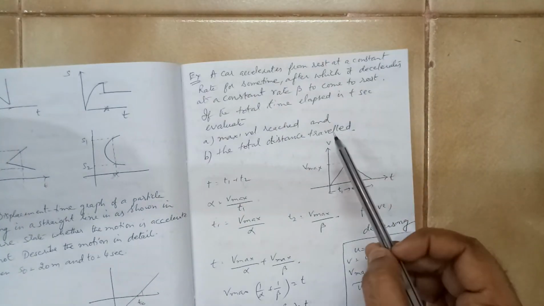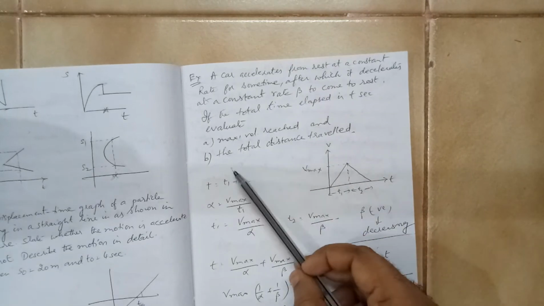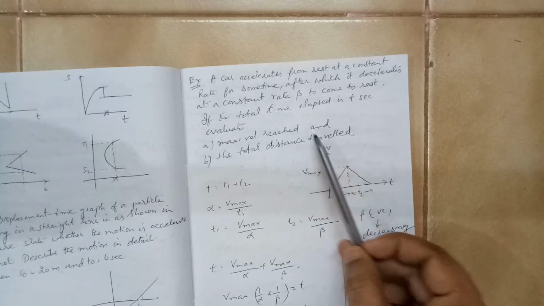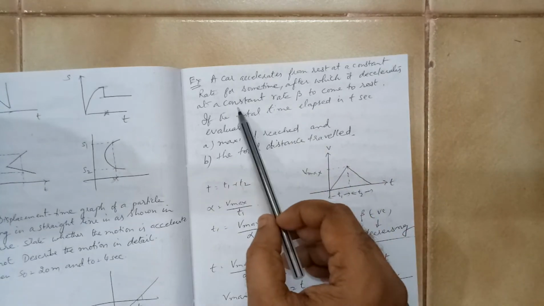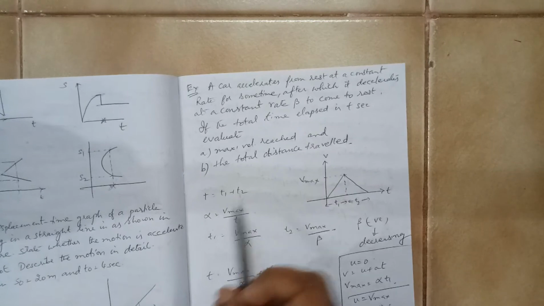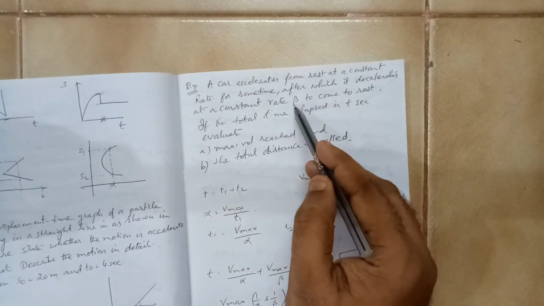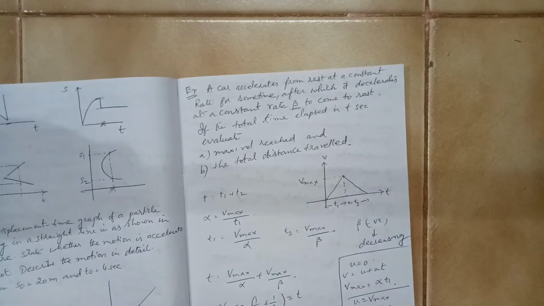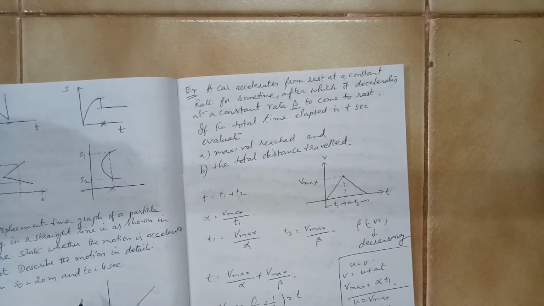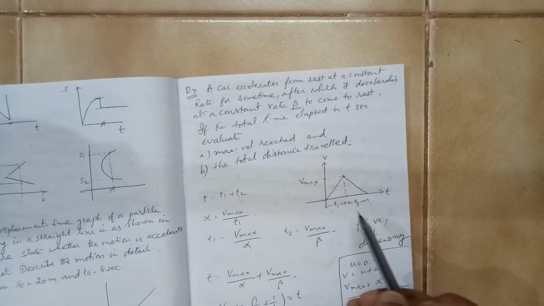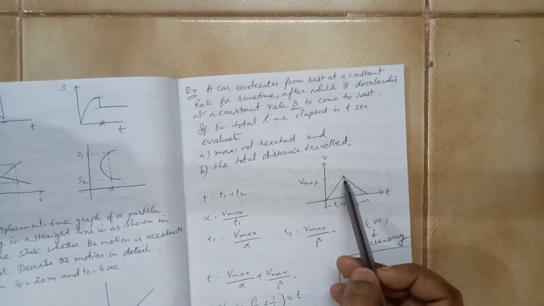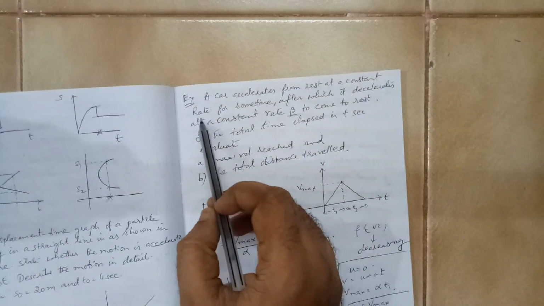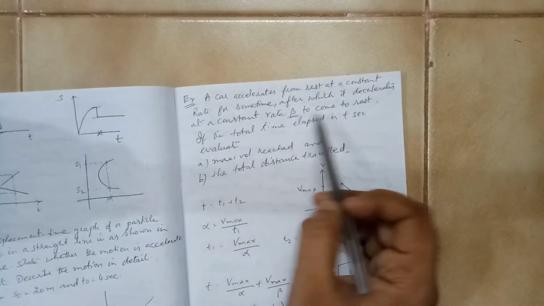So you have a situation like this where you have a velocity versus time graph. The car started at some constant positive acceleration and after some time it became negative. It started decelerating and finally came to rest. But the negative is given as beta and the positive rate at which it is increasing is alpha. So the graph is like this. This peak point is your maximum speed, because it is saying that it accelerated at a constant rate for some time, after which it decelerated at a constant rate.